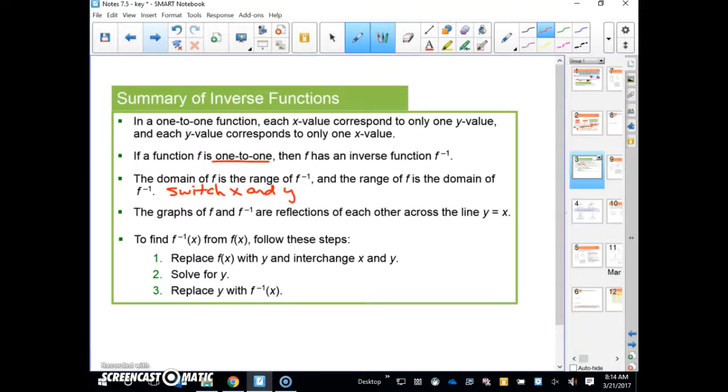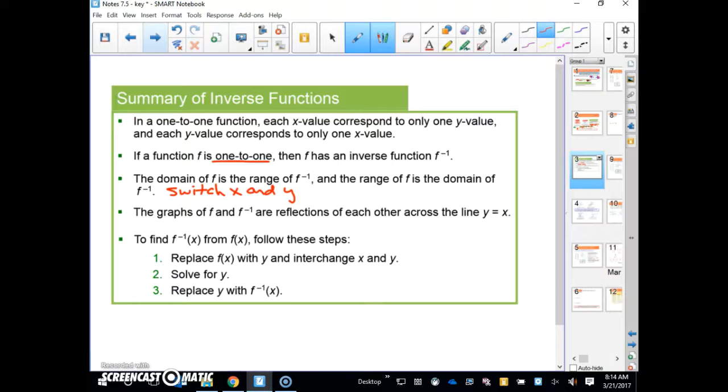But we won't really talk about switching x and y. We'll be talking about domain and range. And it's going to be really important to think about the domain and the range of these functions. And I'll give you a chart later, and you'll be able to reference that chart. But it's going to be really important to look at domain and range. The graphs of the function and the inverse are reflections of each other across the line y equals x.